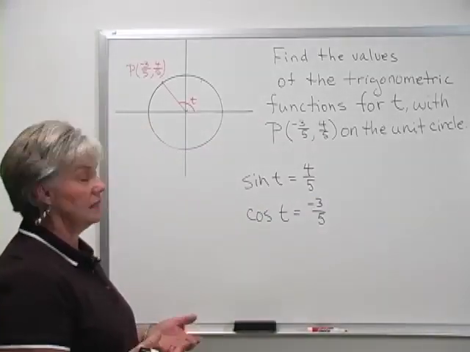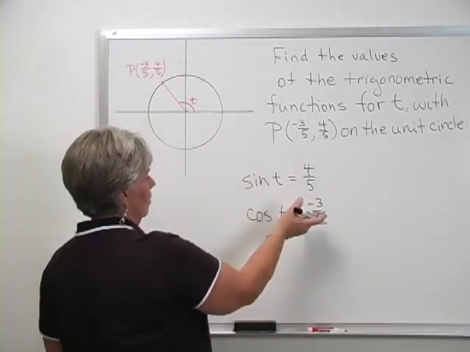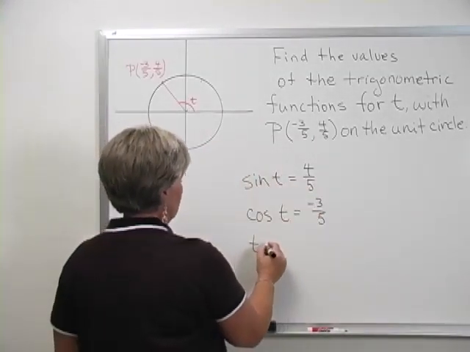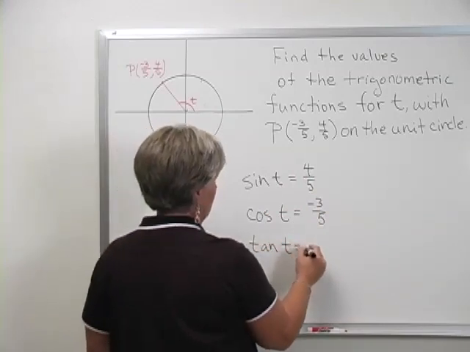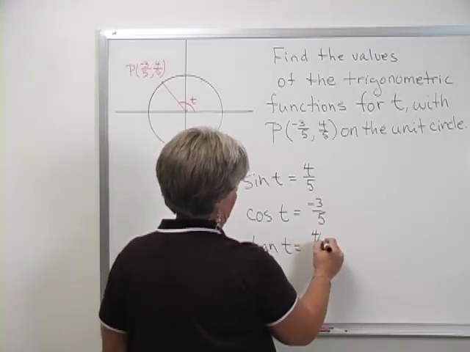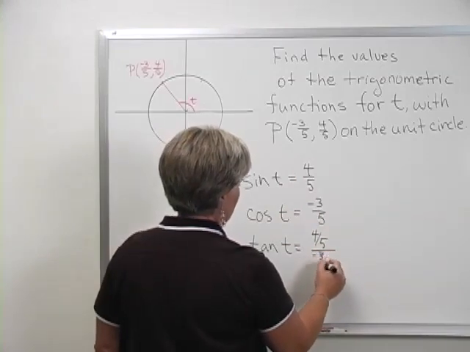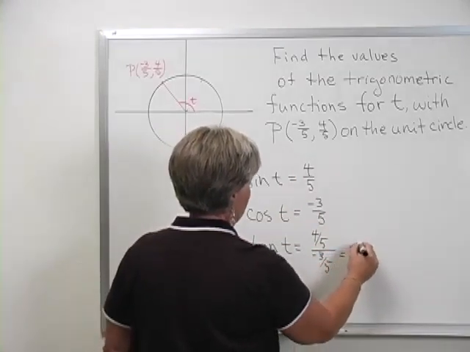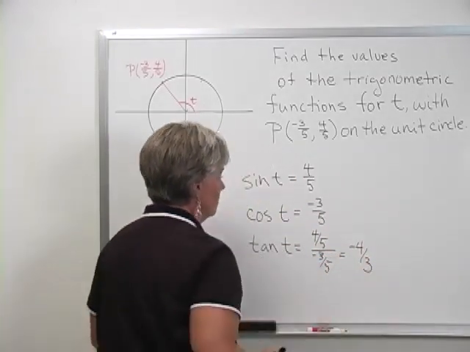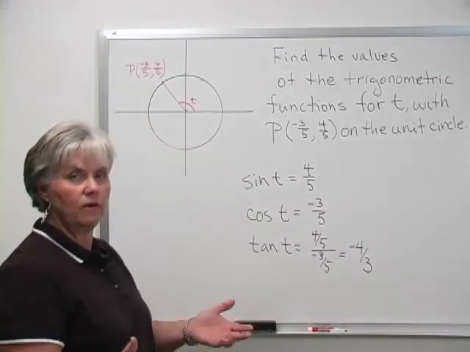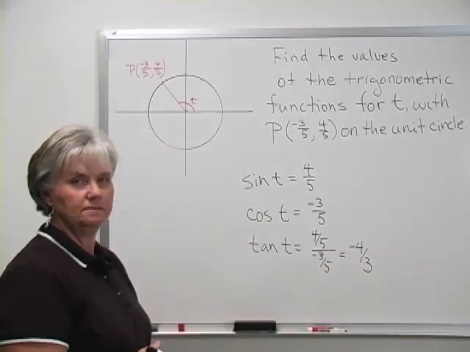The tangent is defined as y over x. So that's, and you might remember that sine over cosine, same thing. And then that would reduce to -4/3. And then you can find the reciprocal functions using the definitions.